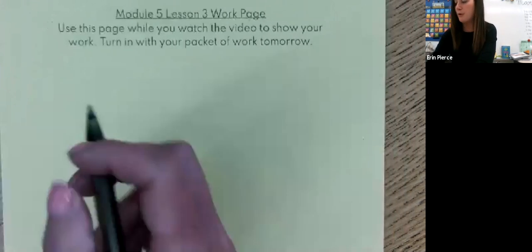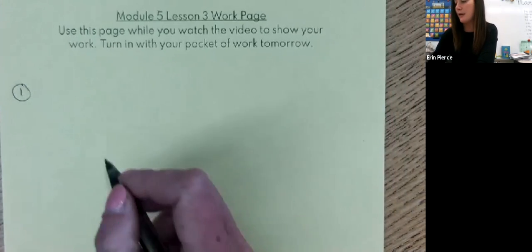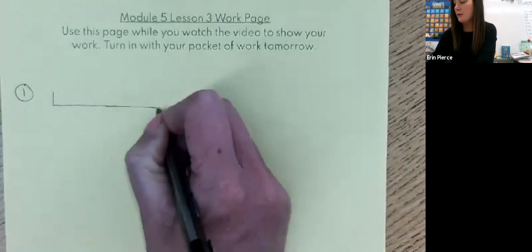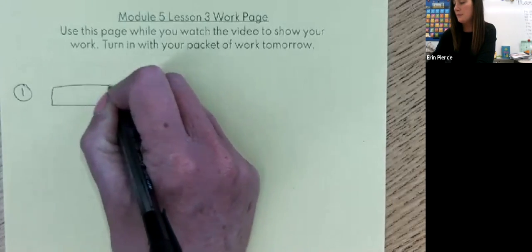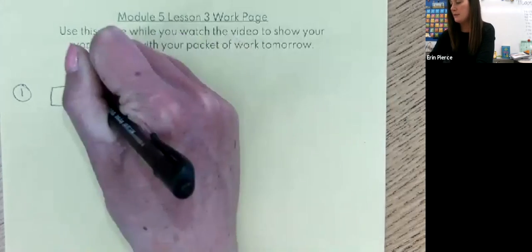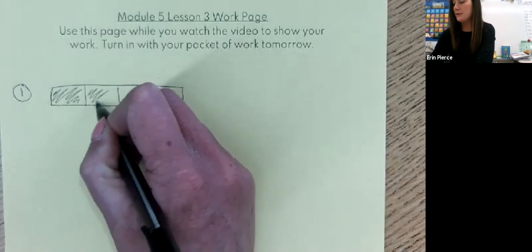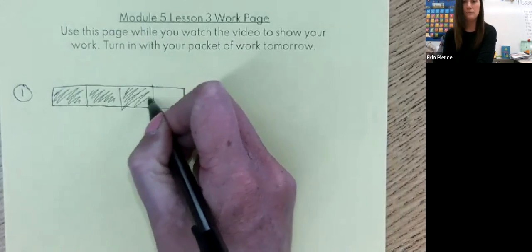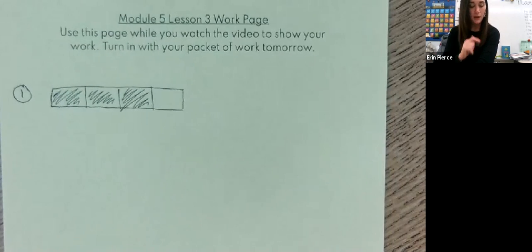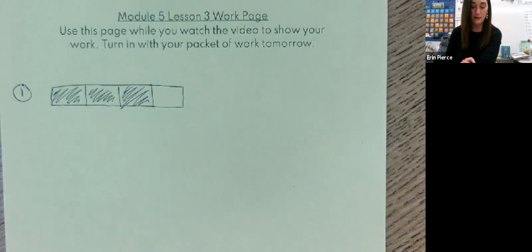So let's just call this problem 1. I'm going to put a 1 there. Our tape diagram would be a rectangle that we're going to split into 4 equal parts, and we're going to shade in 3 of those parts. What fraction is represented by this shaded part?